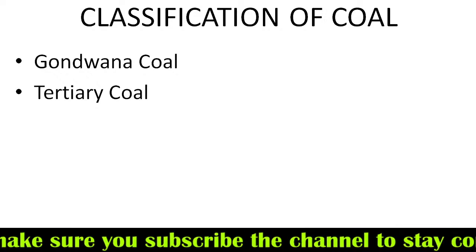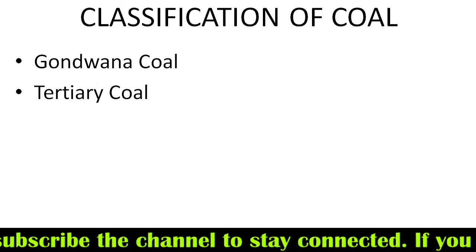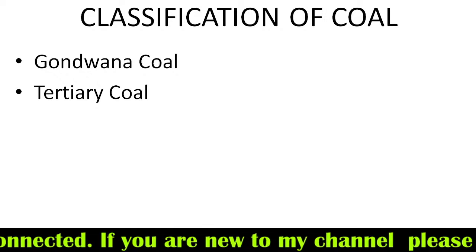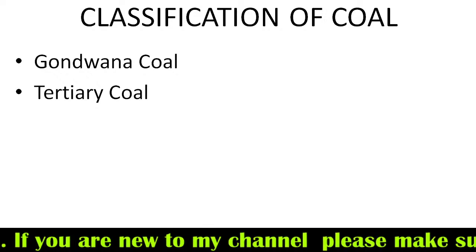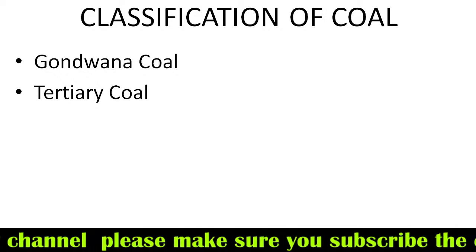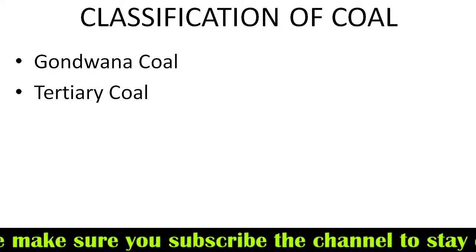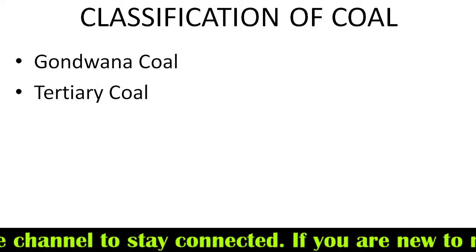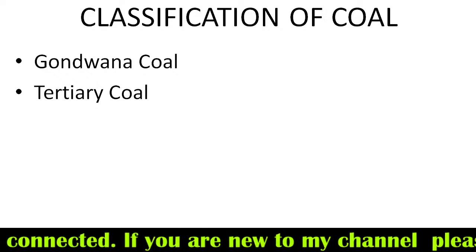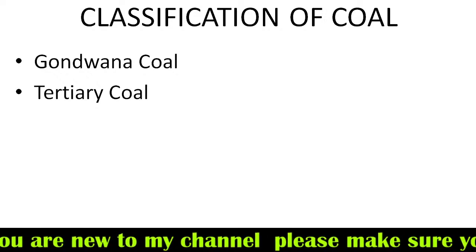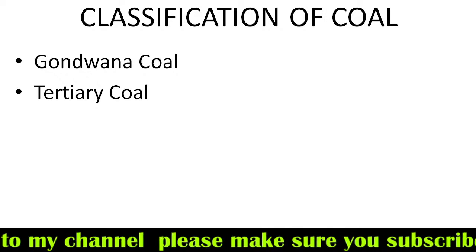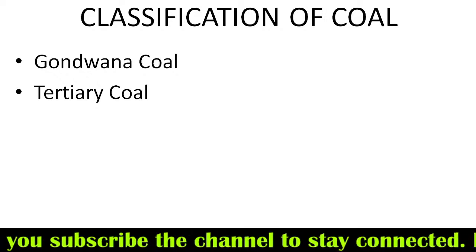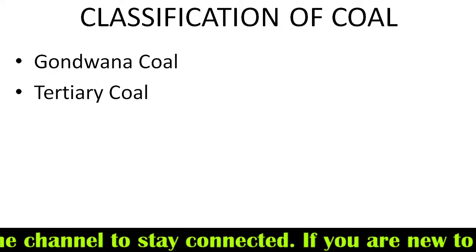The river valleys of Mahanadi, Damodar, Godavari, Son, Indravati, etc. This coal field is 250 million years old, and with low sulfur content, both coking as well as non-coking coal with low sulfur content we get in this region.